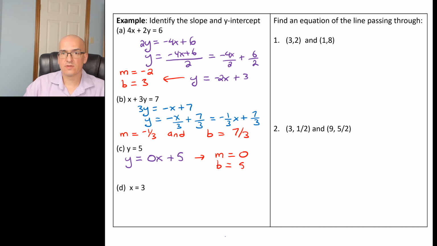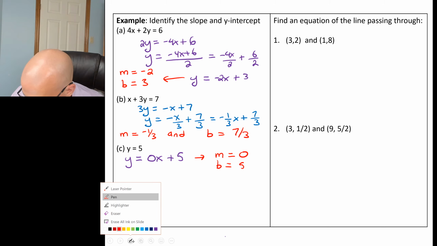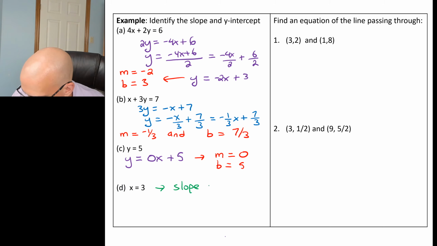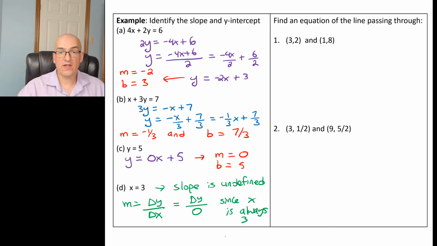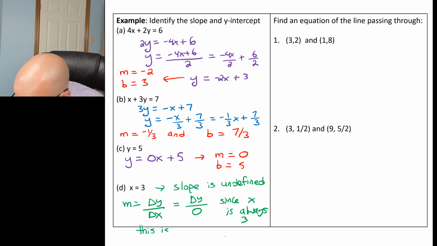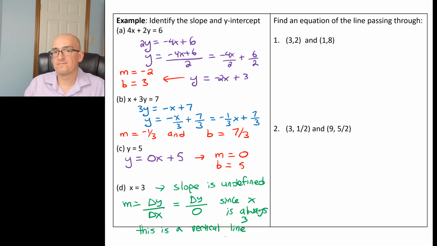And the last one's even worse. x is equal to 3. What's the slope? Slope is undefined here. m equals delta y over delta x equals delta y over 0, since x is always 3. So the change in the x value can't change. It's always 3. It's a constant value of 3, so the slope is undefined. This is a vertical line. The slope, by the way, is not infinity. It's also not minus infinity. It's kind of both and it's kind of neither. It's just undefined. That's the best answer, is to say undefined.